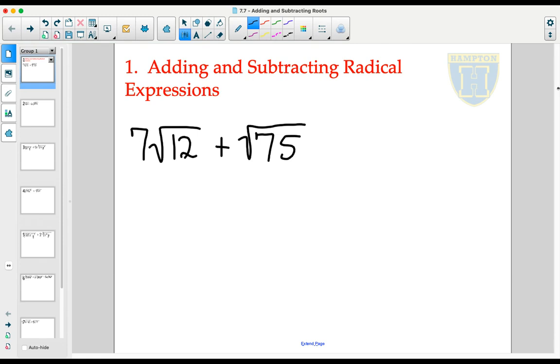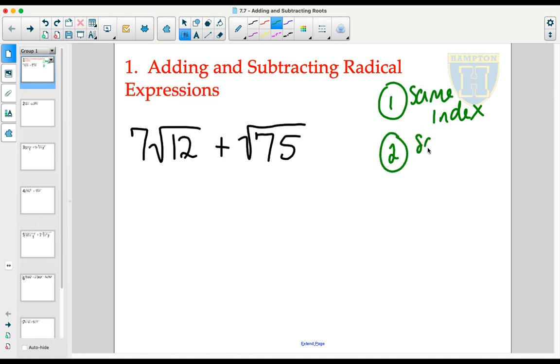When we add or subtract radical expressions, we have two conditions that we need to check before we can begin the addition and subtraction. The first condition that we check is that the radicals have the same index. We need them to be the same root. The second condition that we check is that we need them to have the same radicand.